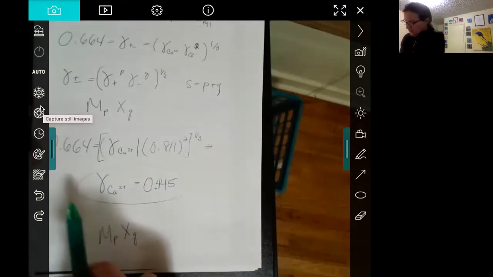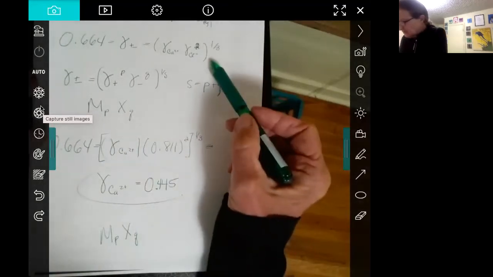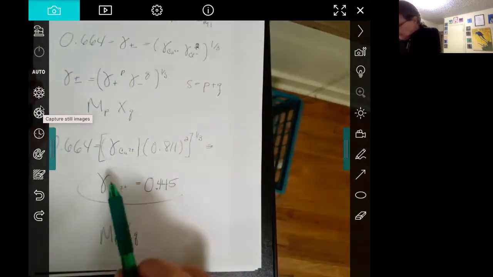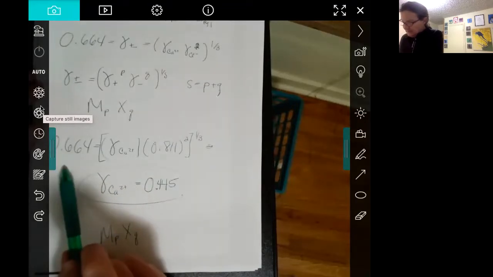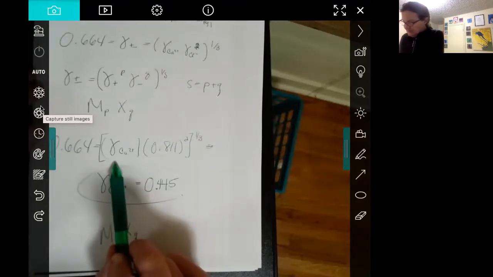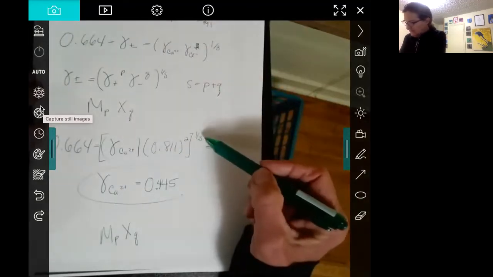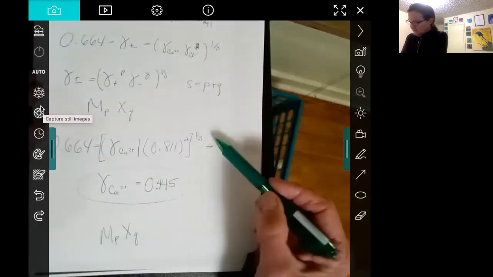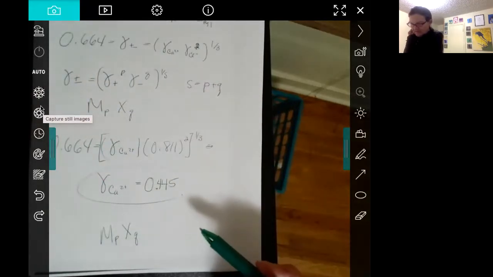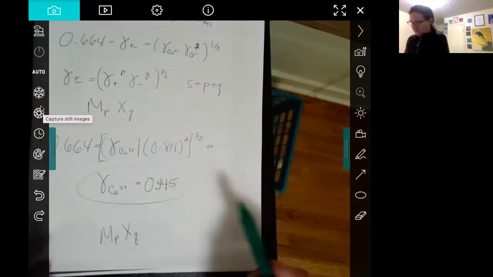So we just have to use this equation. The mean activity coefficient is equal to the activity coefficient of calcium times the activity coefficient of the chloride squared, because there are 2 of them, and then it's 1 plus 2, so that's 3, and you get a mean activity coefficient of 0.445.